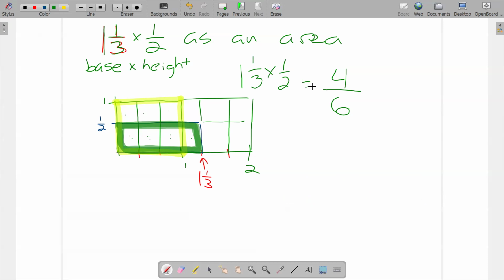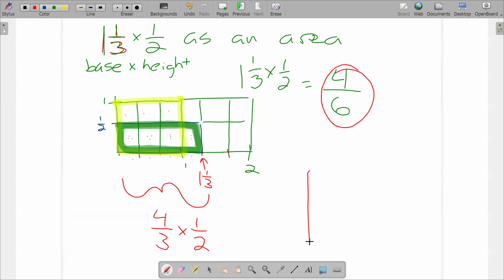Okay. Now looking at it a slightly different way, just for fun, instead of calling this distance here 1 1/3, I could say that is 1, 2, 3, 4/3 by 1/2. And regardless of whether I call it 1 1/3 or 4/3, I still have 1, 2, 3, 4 equal pieces out of 6 in a whole.